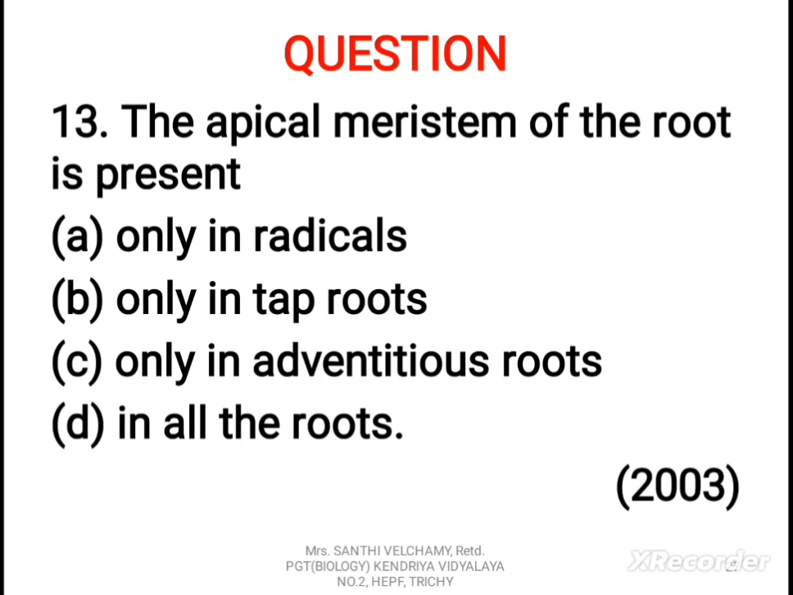Now let us go to the next one. The apical meristem of the root is present: A. Only in radicals, B. Only in taproots, C. Only in adventitious roots, D. All of the above. The correct answer is all of the above. Apical meristem is terminal and is present at all root tips and shoot tips.